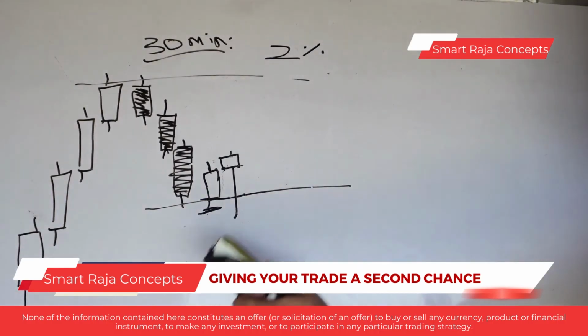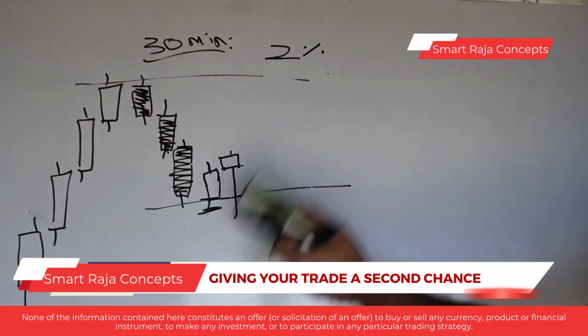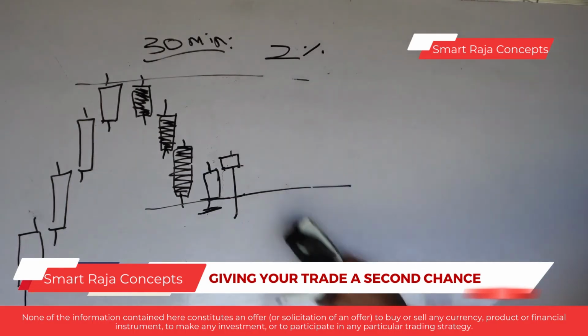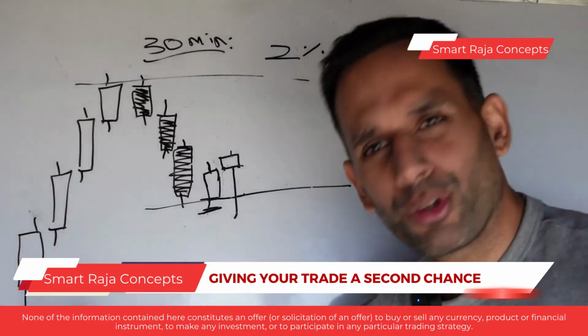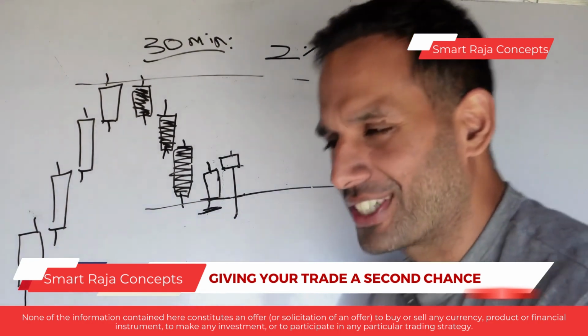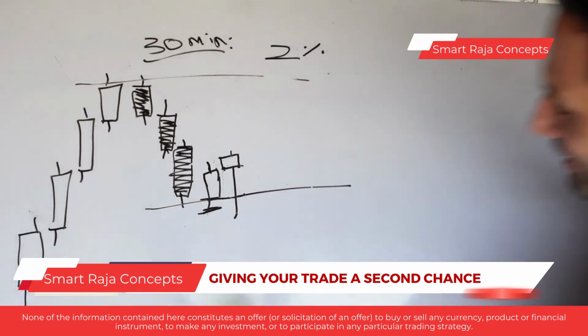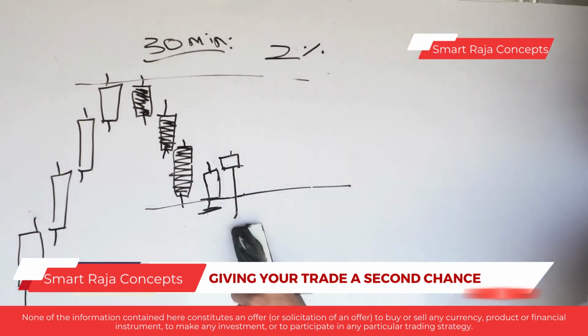So later on, once these situations happen, you're going to be able to execute on these, and someone new is going to look at you and say, oh, hey, man, how are you able to do that? And you're going to say, oh, well, it's easy. Just give your trade a second chance. And they're going to say, oh, how? So these situations can also happen.